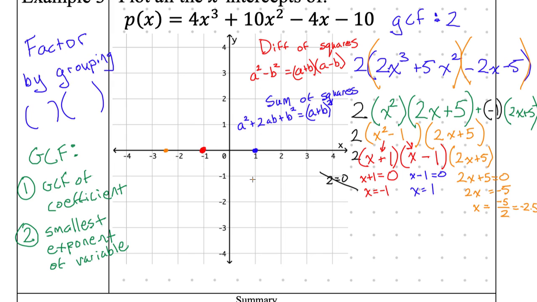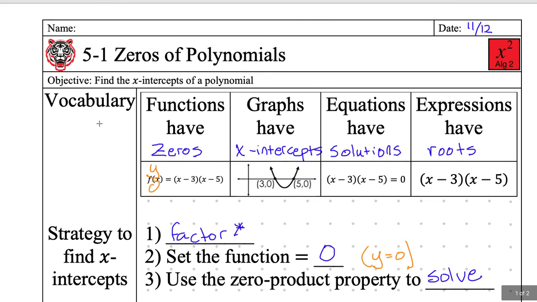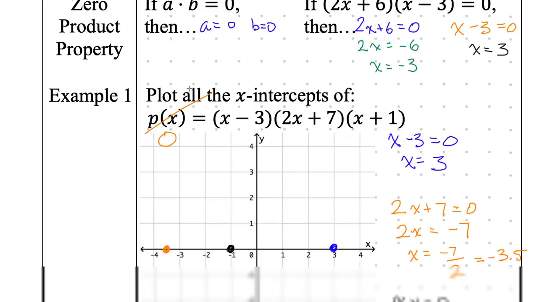Give me a fist of 5 for our objective. How well can you find x-intercepts of a polynomial? Fist of 5 for the objective. Let's go around. Chewy. 5, 4, 5, 5, 4, 3. Okay, those are pretty high scores. All right, so that concludes the lesson.